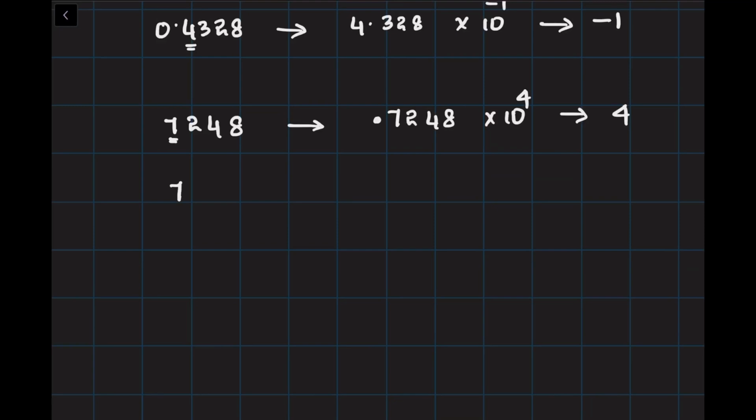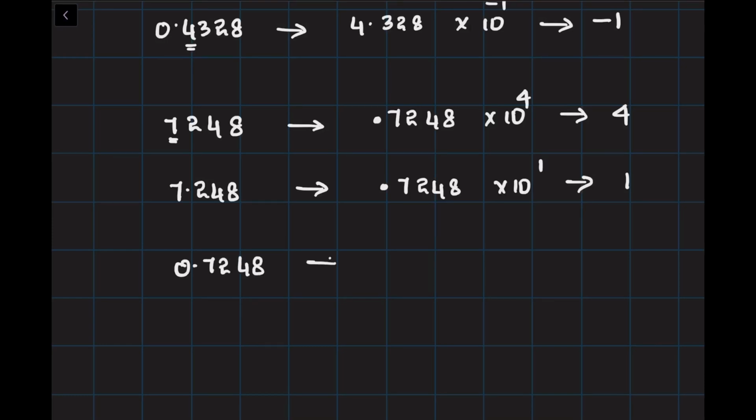What about 7.248 is coming? Then once again, 0.7248 into 10 to the power. In order to get that, I should multiply with 10 to the power 1. The order of magnitude is 1. Understood? Now if the number 0.7248 is coming, here I don't have to do anything because once I put the decimal, then write the following numbers, I am getting the same number as that of the given question, so just put 0. Order of magnitude will be 0.